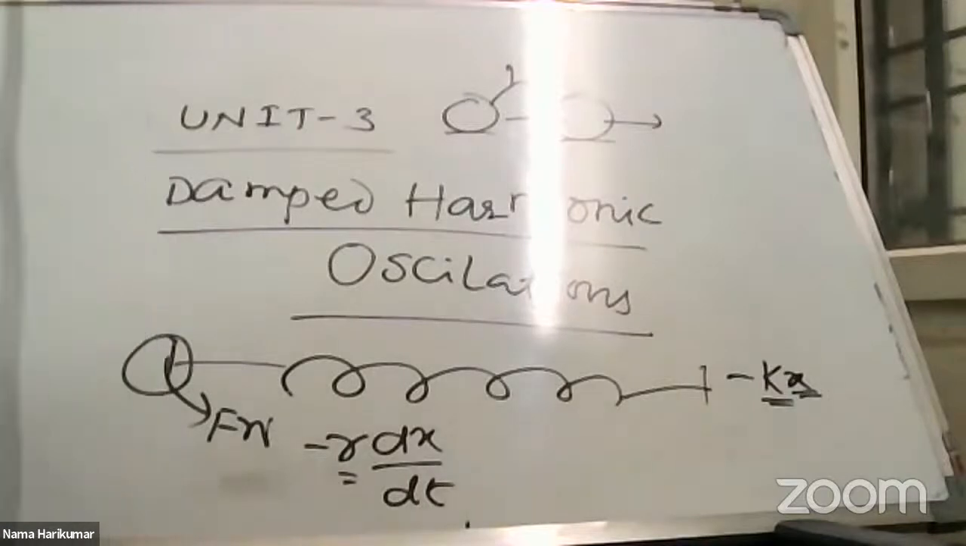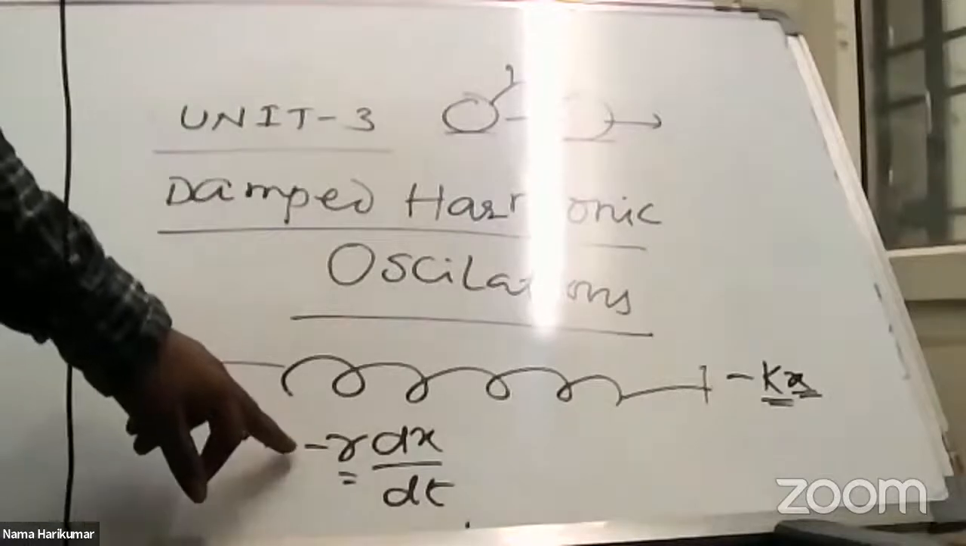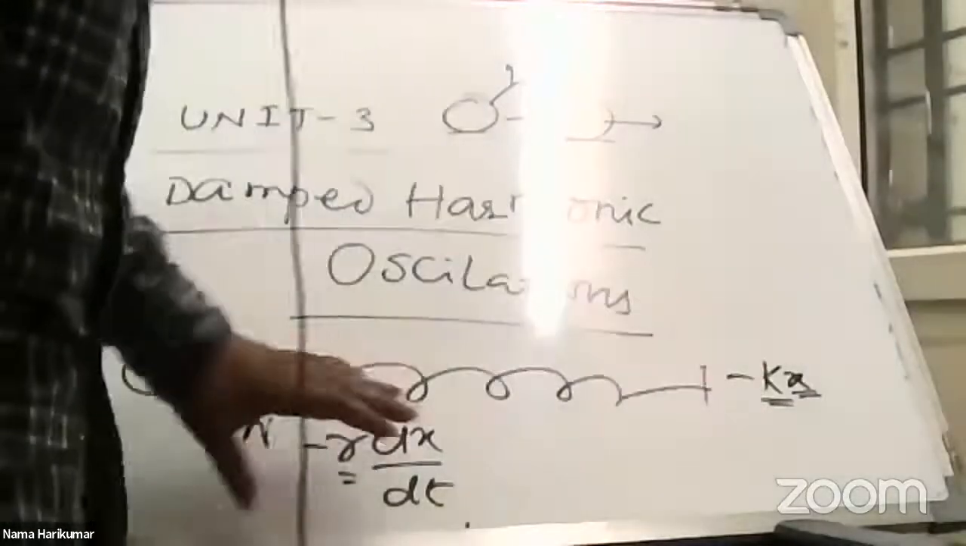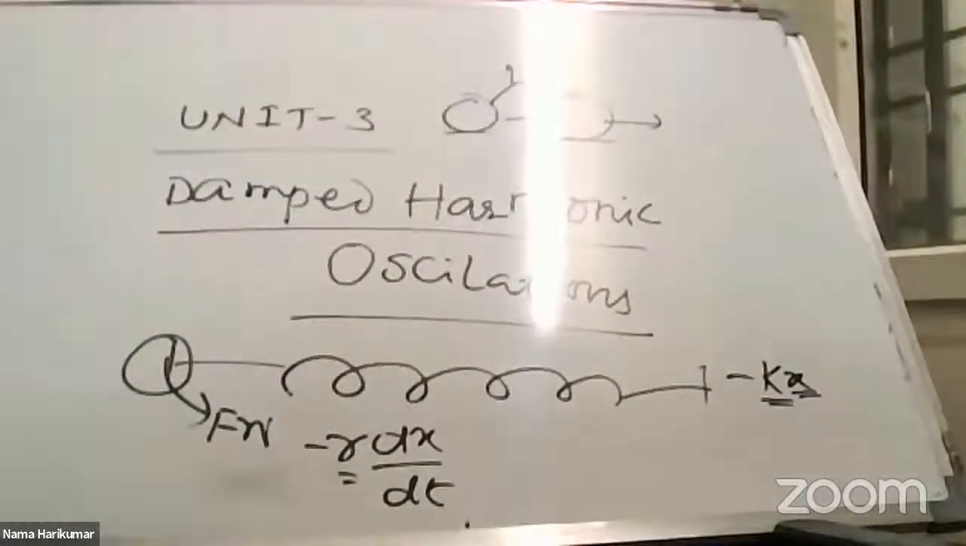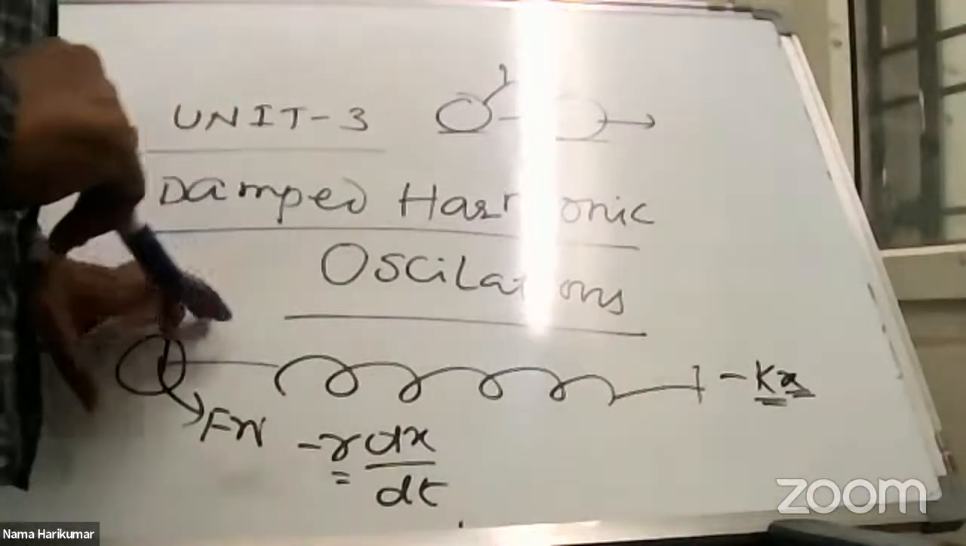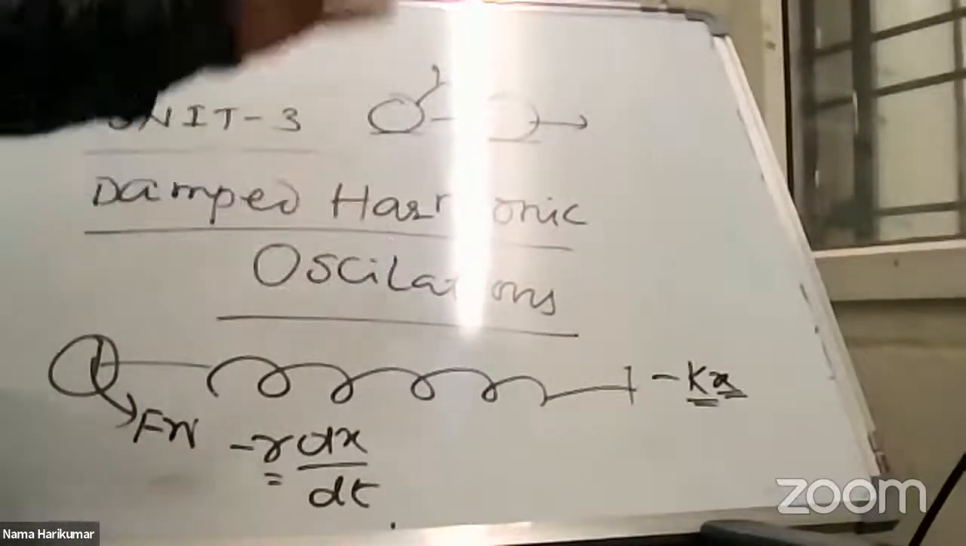That is equal and opposite to the forces applied on the system. These equal and opposing forces are minus r dx by dt and minus kx. We write these two forces on the RHS; the LHS is the applied force, and the RHS has the opponent forces. When both forces are equal, the spring or system comes to a constant position. That is the damping condition, and that is the damped harmonic oscillator equation we have to form.